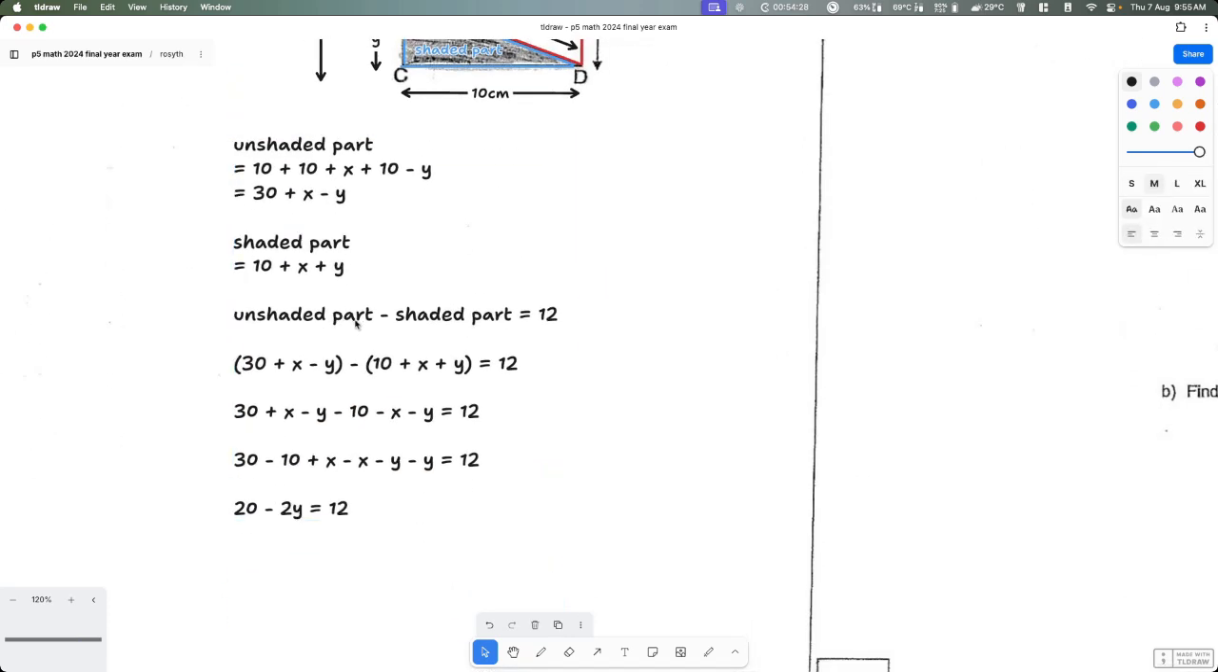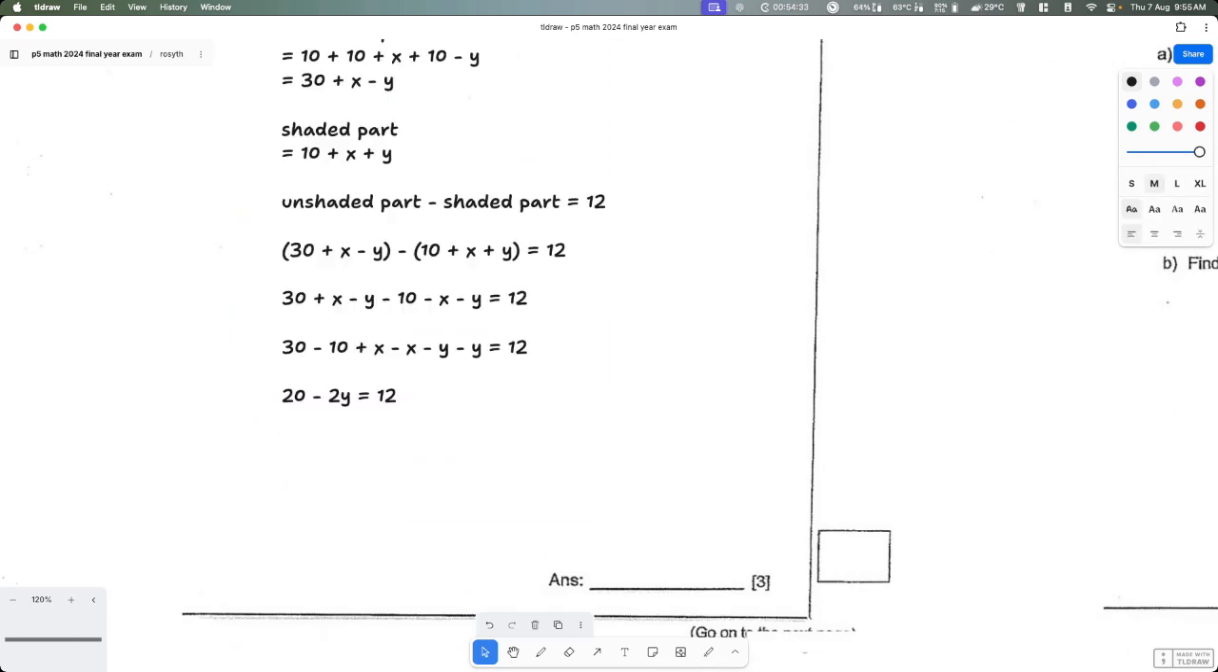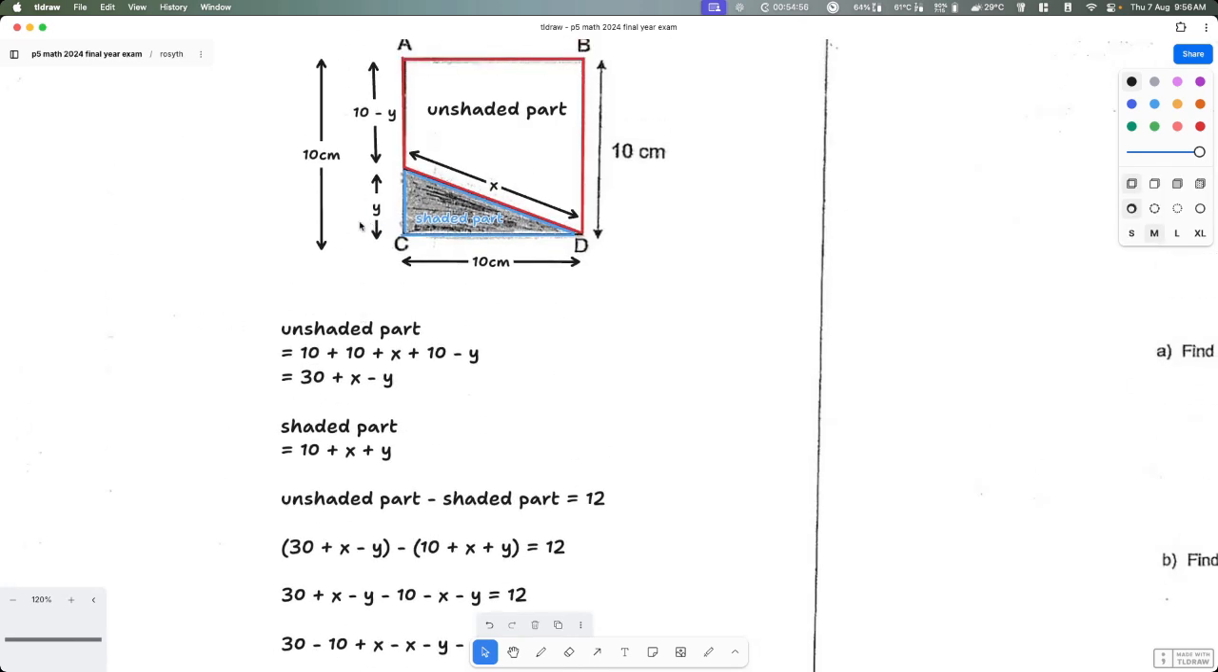Right? So from here, I think we can solve this, right? So from here, we can say 20 is equal to 12 plus 2y, and then 2y is equal to 20 minus 12, and 2y is equal to 8, and y is equal to 8 divided by 2, and this will be 4 centimeters. So now we know that this y over here is 4 centimeters as well, right? In this case over here.